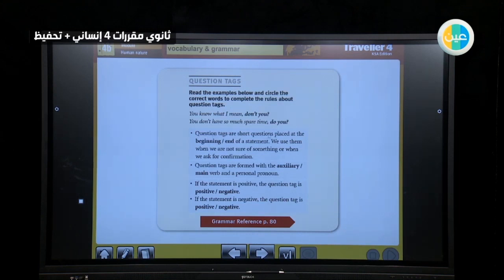Question tags are short questions placed at the beginning or at the end of the statement? Actually, it's at the end. We use them when we are not sure of something or when we ask for confirmation, sometimes to ask for someone's opinion. Question tags are formed with an auxiliary verb and a personal pronoun. If the statement is positive, the question tag is negative. If the statement is negative, the question tag would be positive.